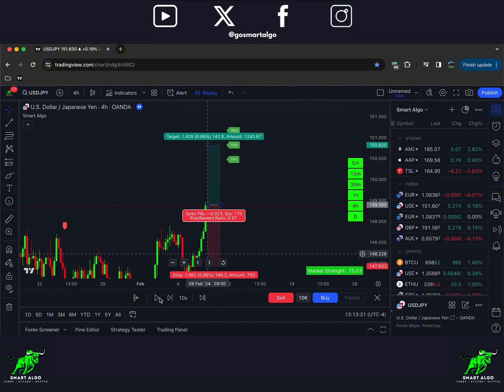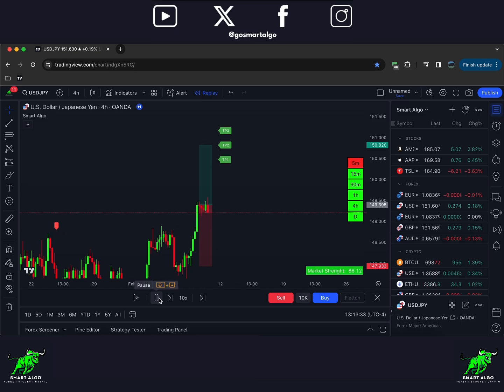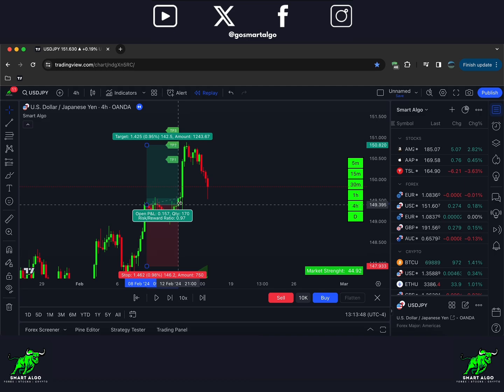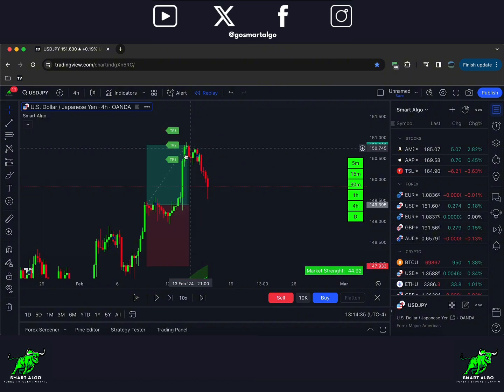So if we press on play over here, so as you can see guys, if we push this over here, we did hit take profit 2 level with the 1-to-1 ratio. As you can see guys, right when we entered, there was a little bit of drawdown. With the 1-to-1 ratio, we did not hit our stop loss level. And then once it pushed up, we smashed our take profit level right over here.